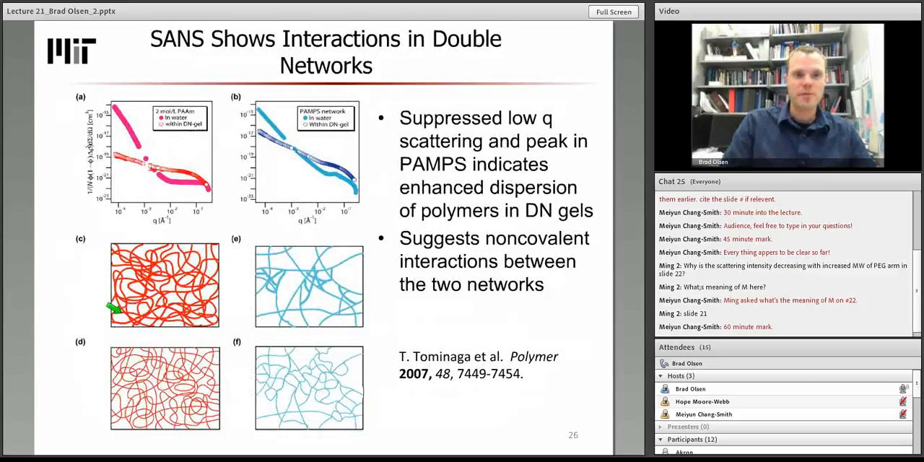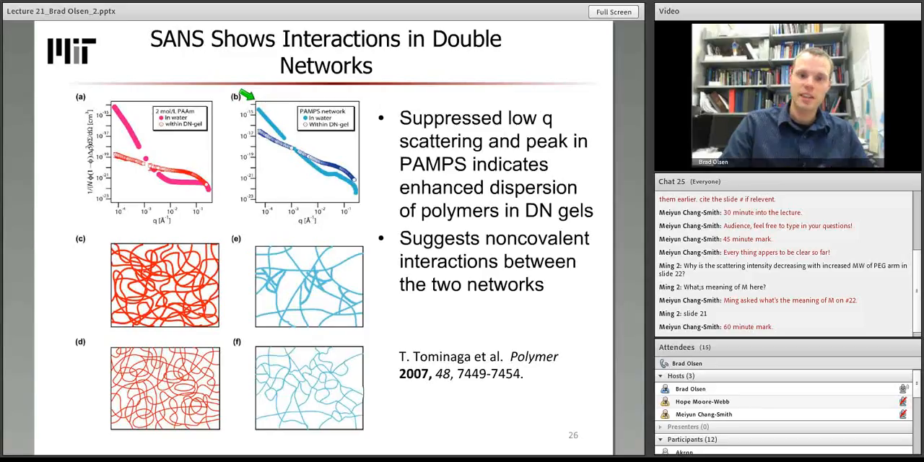So the SANS analysis also allows the interactions between the two different networks to be inferred, another important property in these sorts of multi-component systems. Shown here are SANS curves. So this is also illustrating how contrast matching can be effectively used in SANS analysis. So you can look individually at the acrylamide and the PAMPS networks in the material, both within a double network gel and in just water. And what's seen is that in just water, there's a relatively large amount of low Q scattering, indicative of these large length scale inhomogeneities that are often present in the gel during synthesis.